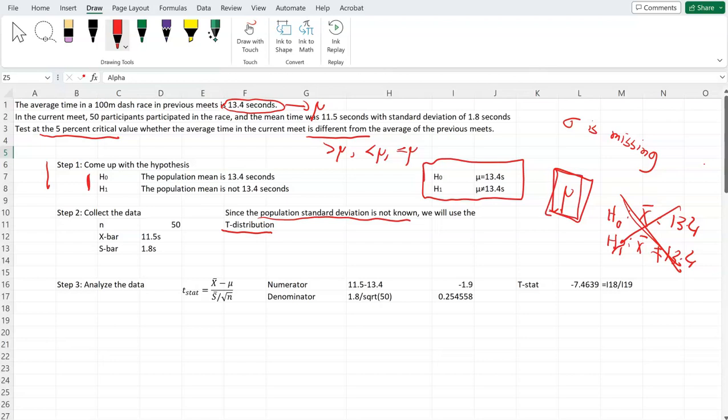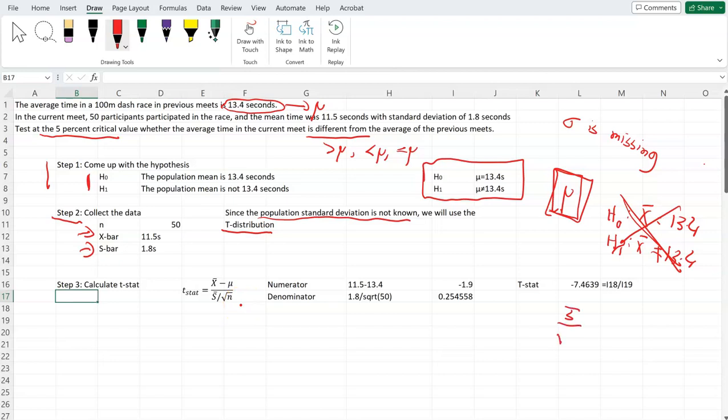So then we have our data. We collected the data. That's my step 2. I have n is 50, my x bar is 11.5, and s is 1.8 seconds. And then finally, in the previous lecture, we talked about this being where we analyze the data. Instead of saying analyze the data, we are now going to say calculate the t-stat. The t-stat formula is x bar minus mu divided by s divided by the square root of n.